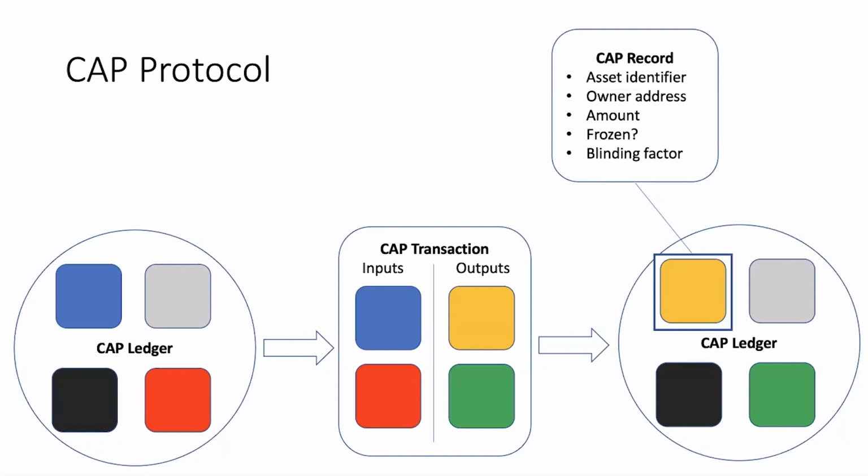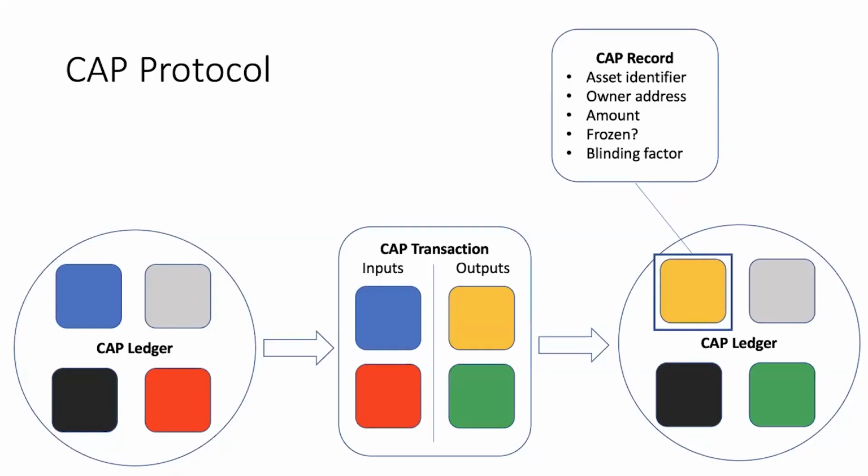And transactions will take as input 2 records, and they'll create two outputs. I'll talk in a little bit about how this is private. Right now, we're not really describing how privacy is achieved, but in general, you just look at the ledger as having a record set, and every transaction is effectively removing 2 records, or however many records, and creating some new records, right? The anatomy of a CAP record is that it has an asset identifier identifying what asset it is. It has an owner address saying who owns it. It's a public key. It has an amount, and there is a flag that says whether it's frozen or not. And then a blinding factor, because these things will be cryptographically committed.